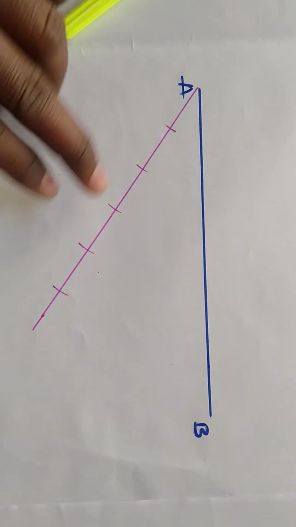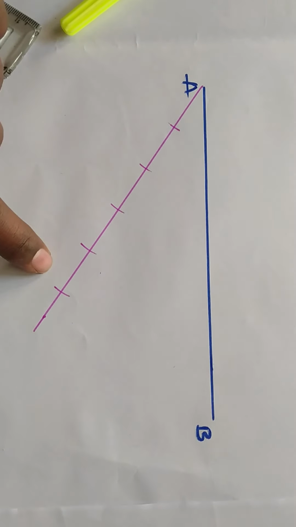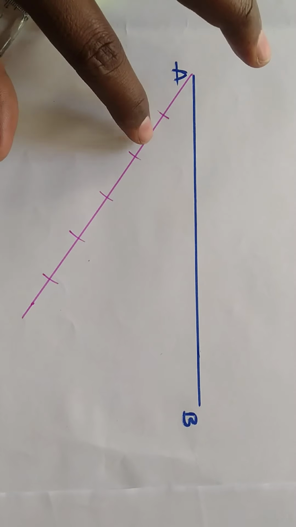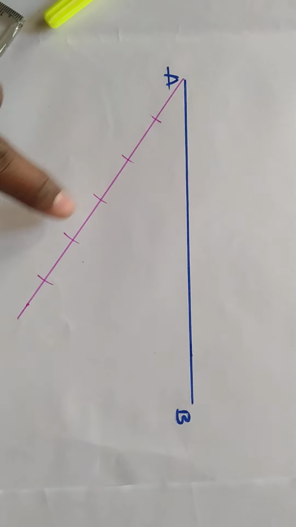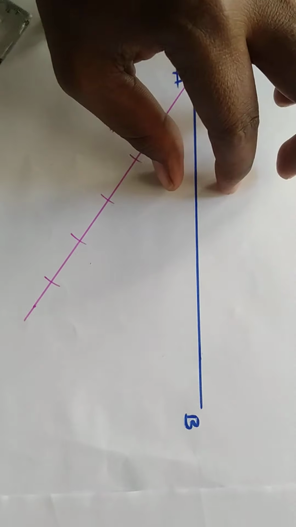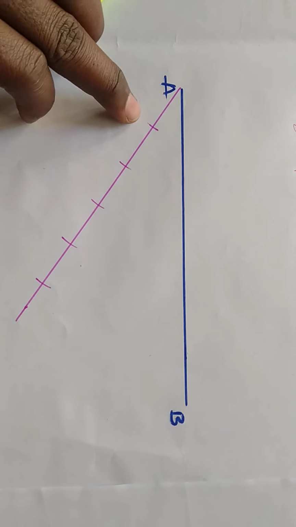Okay, with any measurement, whatever you want, divide this line into equal parts. 1 2 3 4 5. I am dividing this line. I want to divide this line into 5 equal parts. That's why I am dividing this.